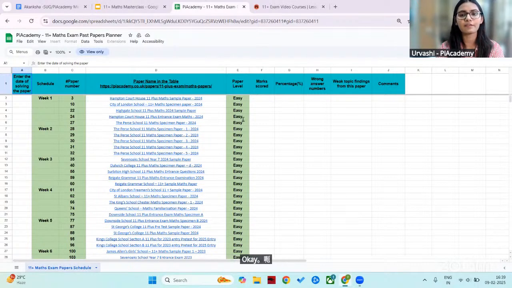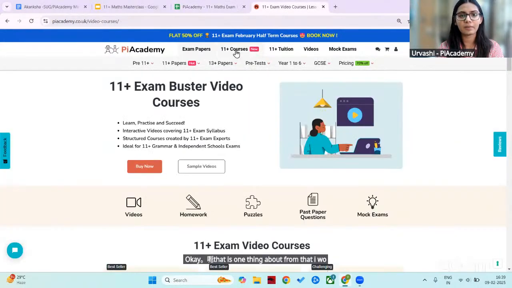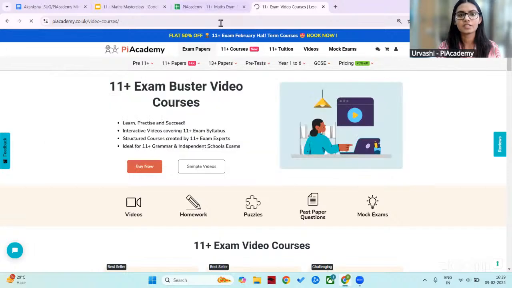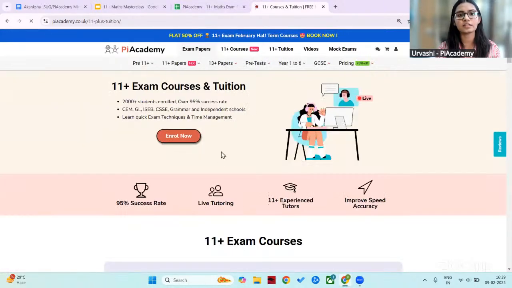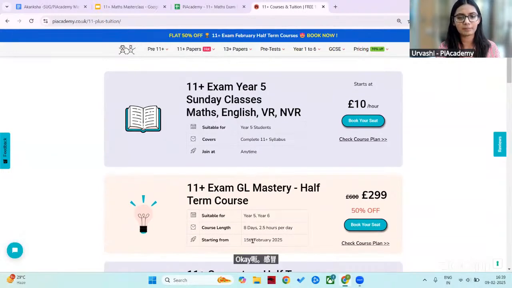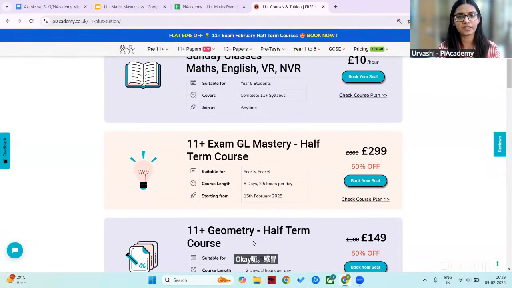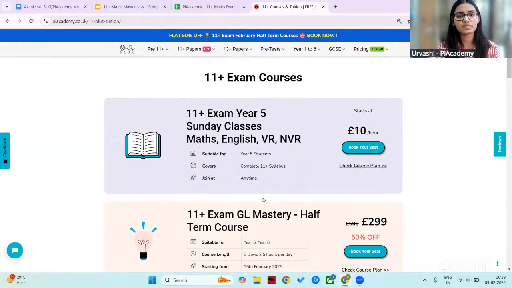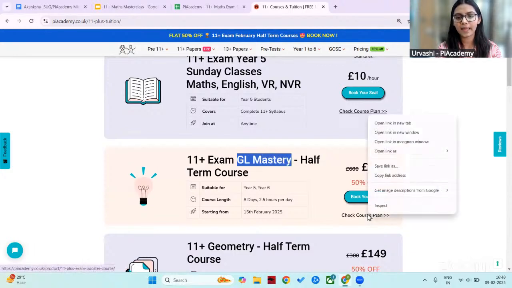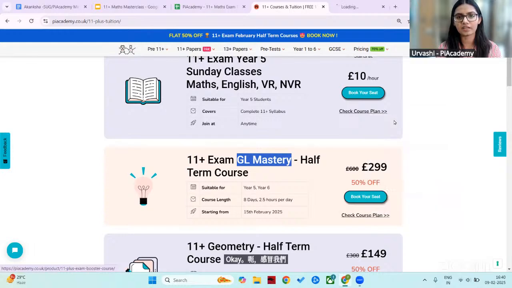Apart from that, I would like to show you one really curated thing that we have come up with: the courses. Since February half term is just going to start in a couple of days, maybe probably next week, we are going to start February half term courses from 15th of February till 23rd of February. In these courses, we are providing courses for GL Mastery, which would include all the subjects like maths, English, VR, and NVR.